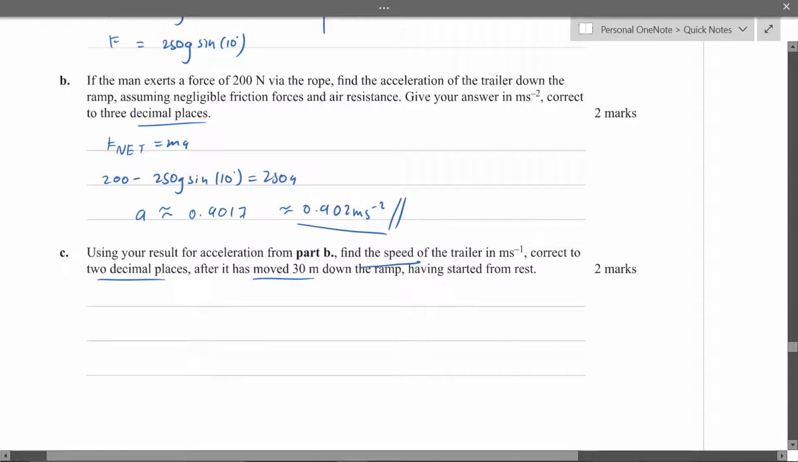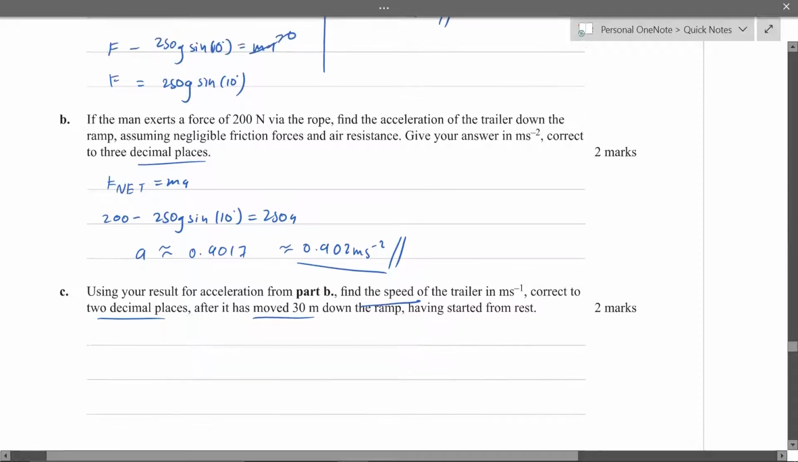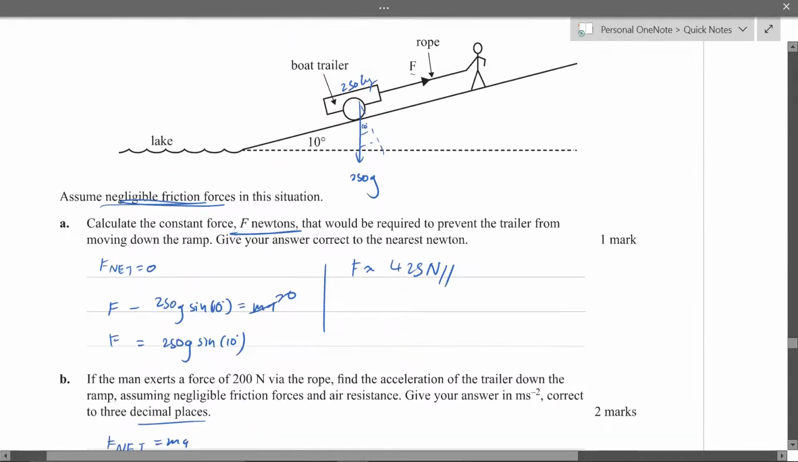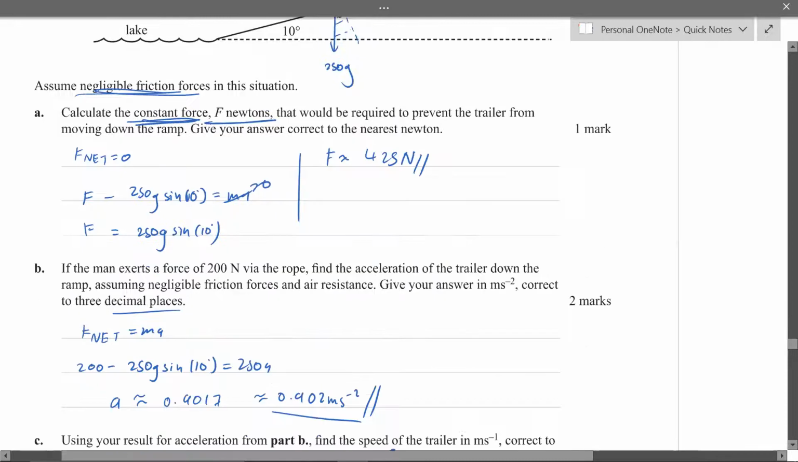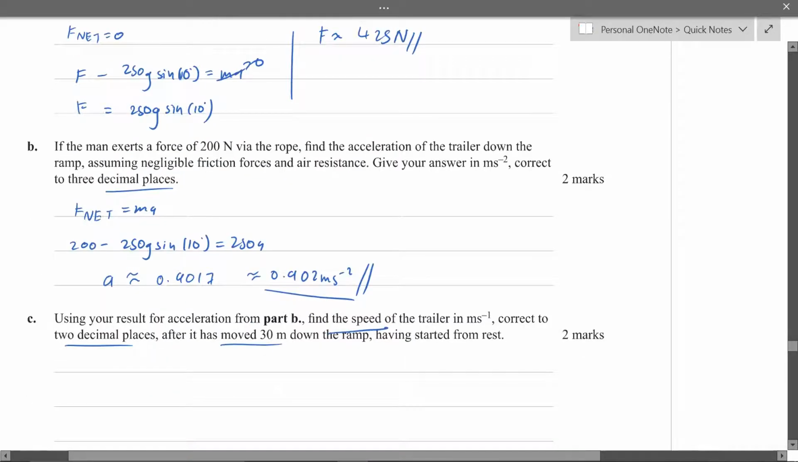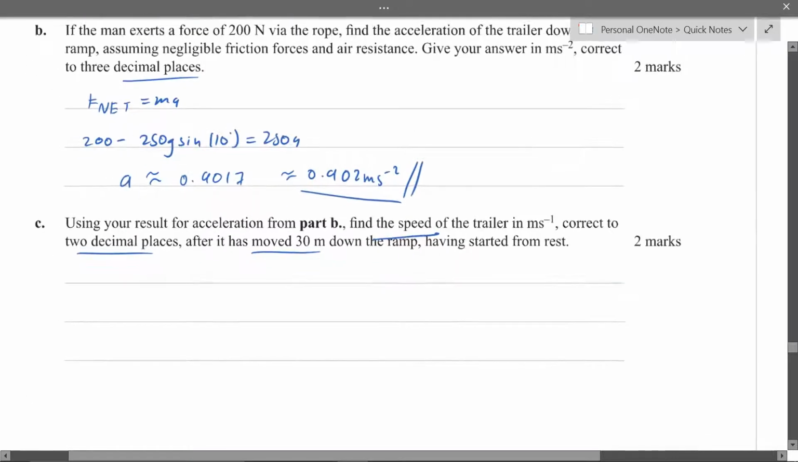Use your answer from part B to find the speed of the trailer, correct to 2 decimal places, after it's moved 30 meters down. The thing to realize here is F is a constant force. If it's a constant force, then acceleration is constant, so we can use our constant acceleration formulas. We know a is 0.902. They're telling us specifically to use this value, so we don't have to worry about the extra decimals this time.